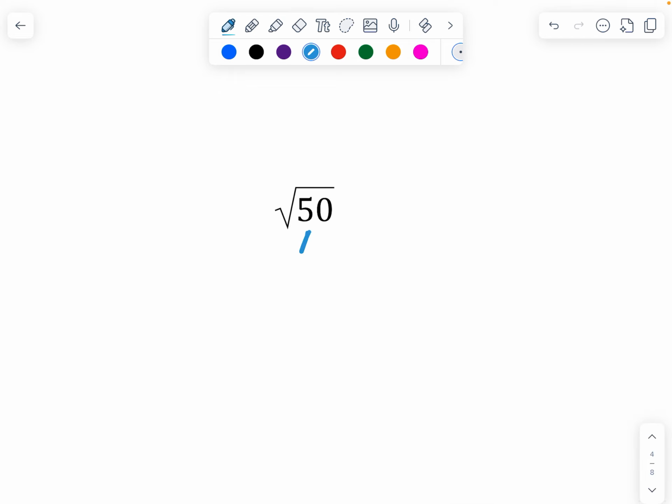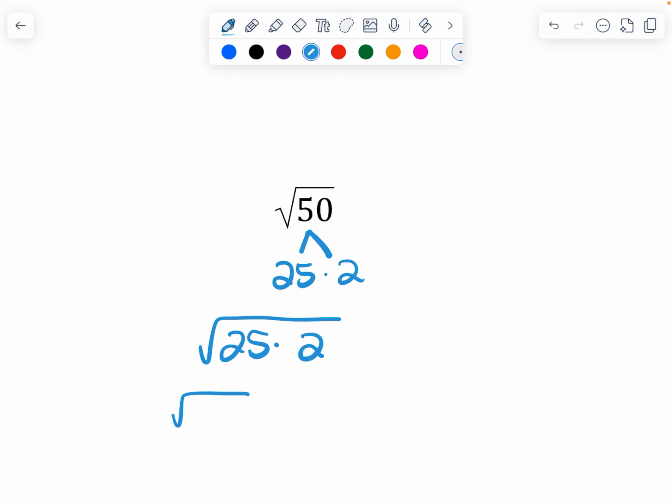50. Well, 4 does not go into 50. 9 does not go into 50. 16 does not go into 50. But guess what? 25 does, and it goes in 2 times. So if I rewrite that, that would be 25 times 2. The square root of 25 times the square root of 2 will get you 5 radical 2.